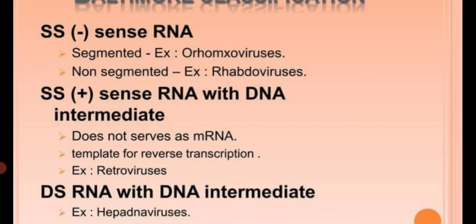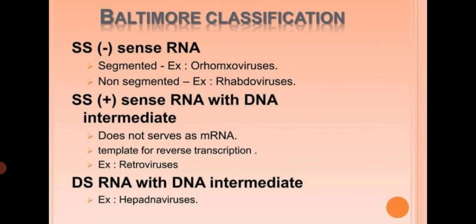The next group, single stranded positive sense RNA with DNA intermediate. Such kind of RNA does not serve as an mRNA, and it makes the template, and this template further gets reverse transcribed into a DNA. Example, that is retroviruses or HIV. Then the next group, double stranded RNA with a DNA intermediate, hepadnaviruses.